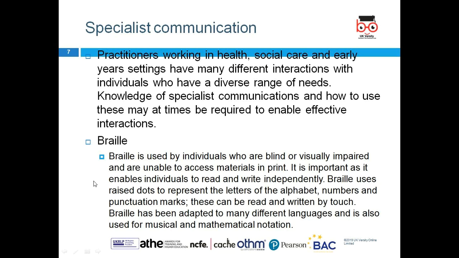So Braille is used by individuals who are blind or visually impaired and are unable to access materials in print, so they can't read written text. It is important as it enables individuals to read and write independently. Braille uses raised dots to represent the letters of the alphabet, numbers and punctuation marks, and these can be read and written by touch. So Braille has been adapted to many different languages, and it can actually be used for music and maths as well.